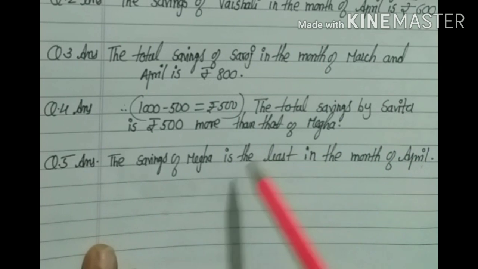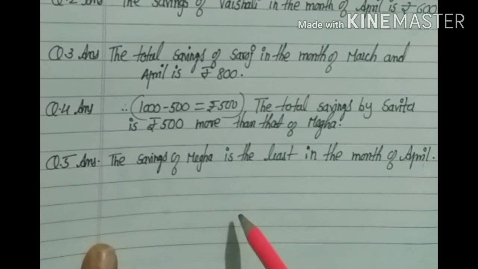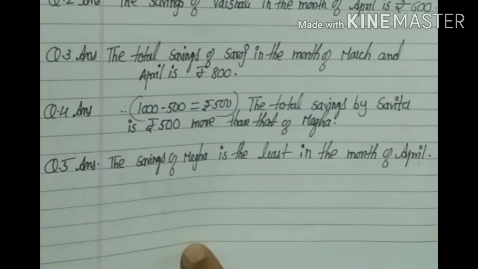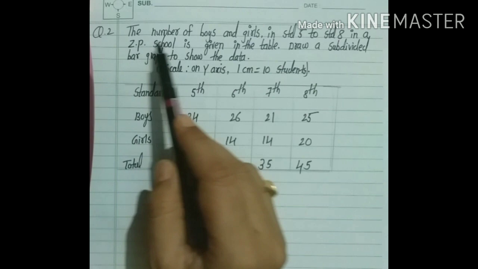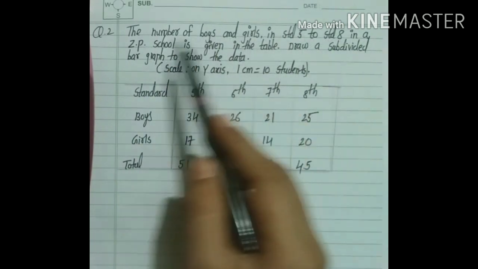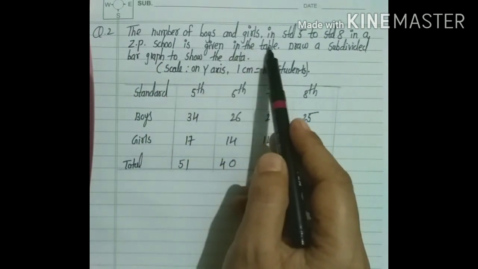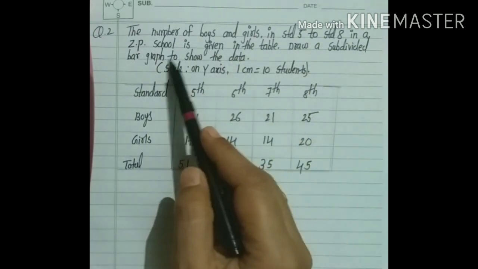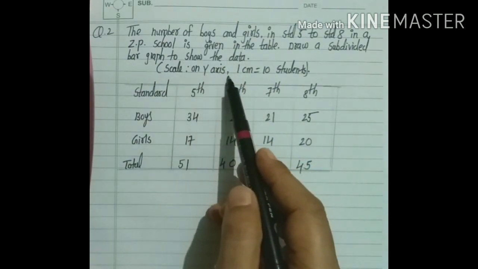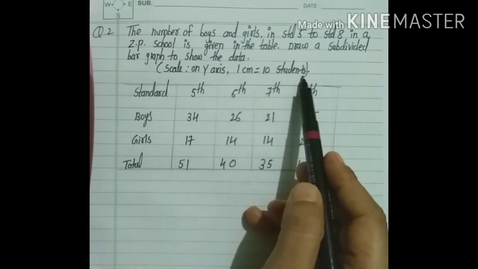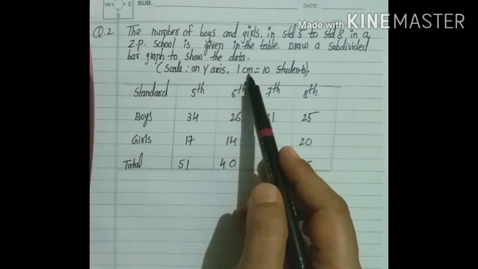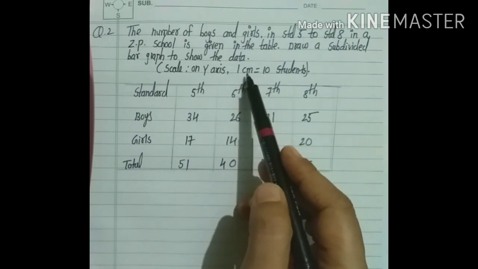Okay children. This question and answers you have to copy in your maths notebook. Question number 2. The number of boys and girls in standard 5th to standard 8 in a ZP school is given in the table. Draw a subdivided bar graph to show the data. Here children, scale is given. On y-axis 1 centimeter equal to 10 students. Here children, in the question scale is given, so we have to take this only the scale. If not given, we have to take according to our convenient.